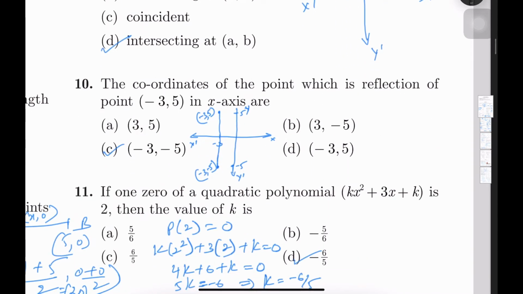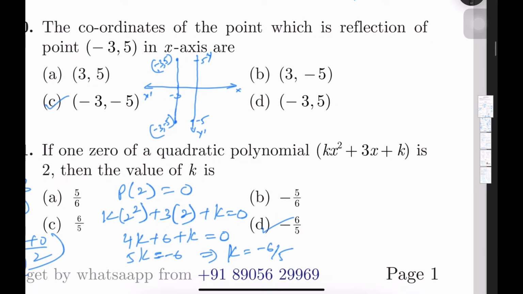Next, 10th one. The coordinates of the point which is the reflection of -3, 5 in the x-axis. So when you're reflecting over the x-axis, you know that -3, 5, when it is getting reflected, it becomes -x and -y. That is, it is going into the third quadrant. Both the x and y values will become negative. So therefore it becomes -3 and -5. Therefore C is the correct answer here.